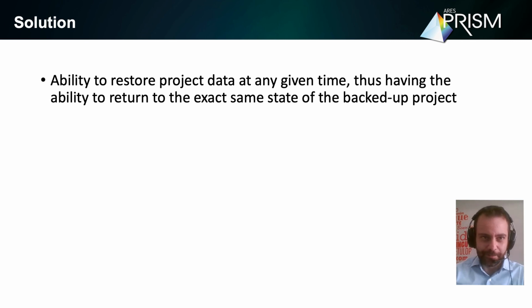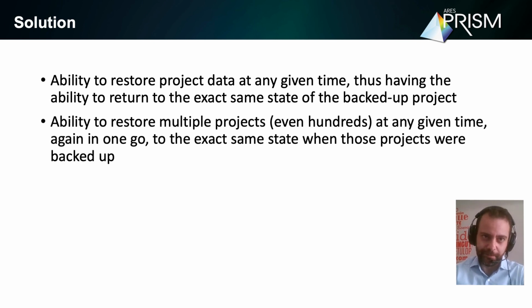So basically, the solution was the ability to restore project data at any given time. We're going back for any reason. Like I said, we may want to go back to an earlier state to see data from a certain period in the past. Or if we made a mistake, we took the backup, we want to go back to that. Or if any change happened, we want to undo something that happened. This gives you this ability, whether it's for one project or multiple projects like we've seen. You can do this at the same time for multiple projects.